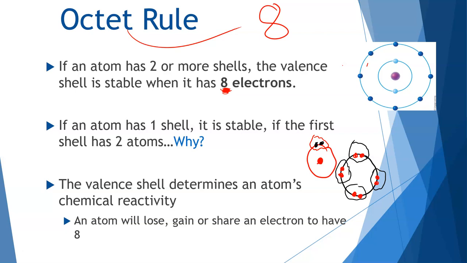Because of this, an atom will do anything to gain, lose, or share an electron to have 8. Okay, so 8 is the magic number. That is the number we're striving for, and an atom will do just about anything to be able to fill up these orbitals so that it has a full outer shell.